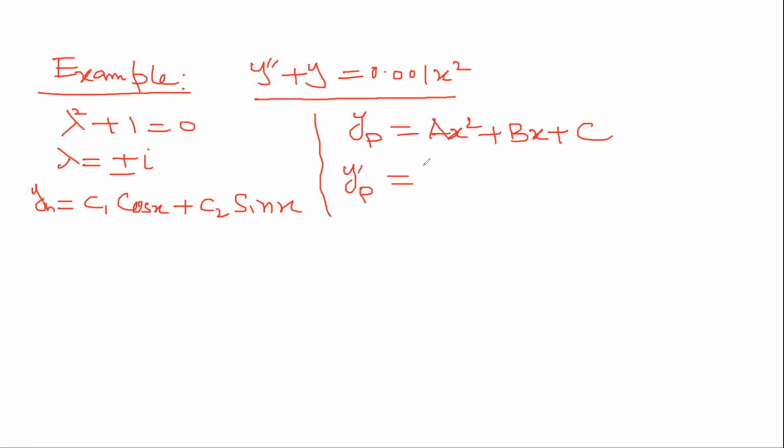So it will be 2ax plus c, and then the second will be y double prime p. It will be equal to c.